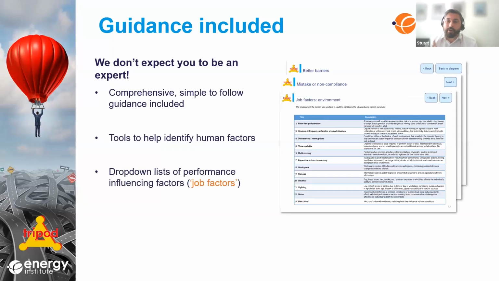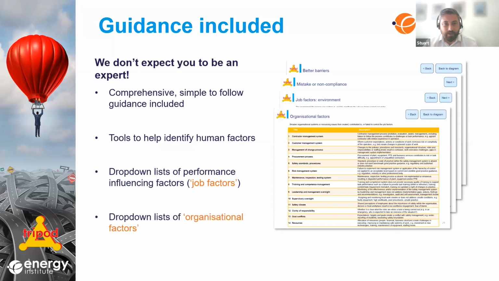And when it comes to the performance influencing factors, which we call job factors in the tool, we contain drop-down lists, which can help classify, but also help prompt the investigator to look for different types of job factors, having to do with the environment, procedures, design of equipment, etc. And when it comes to organizational factors as well, we also include a drop-down list of organizational factors. Again, this is to help us categorize these for later analysis, but it also acts as a way to prompt the investigator to look for certain issues.